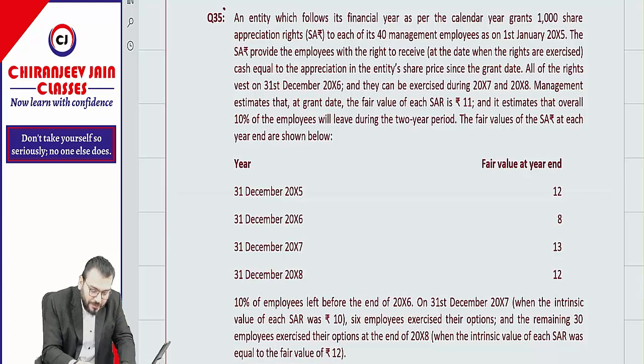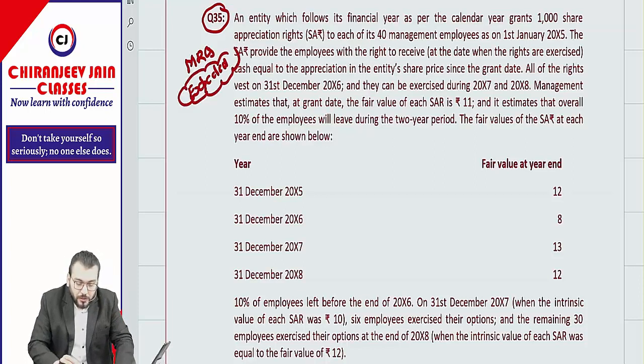Question number 35. Already I have said it must be done. It is MRQ, must revise question, as well as super expected. Yes, sir. So what is the question?